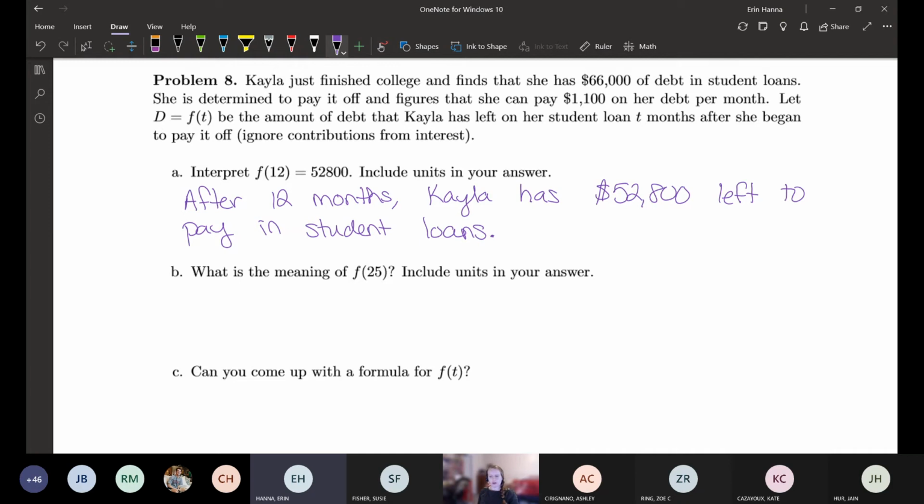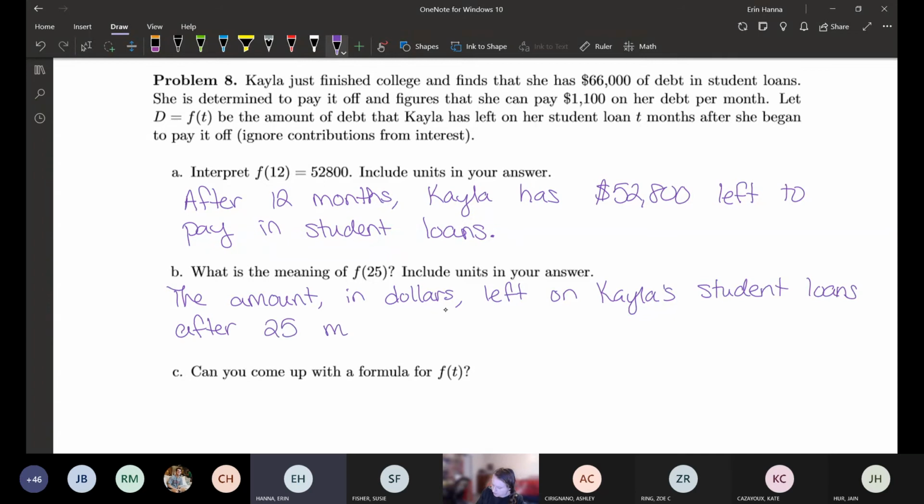And then what if I just asked for the meaning of F of 25? Now don't panic that we don't actually know what the actual value is. This is something that's going to come up every once in a while where we want to interpret that value without necessarily knowing what the actual number is. So that 25 again is the amount of months after she began to pay off the loan. So even though I don't know what the number is, it would be the amount she has left to pay. So the amount, let's be specific, let's clarify in dollars, left on Kayla's student loan after 25 months. Again, we're not exactly sure how much she has left after that point, but that is what that would represent, the amount that she has left to pay after those 25 months.